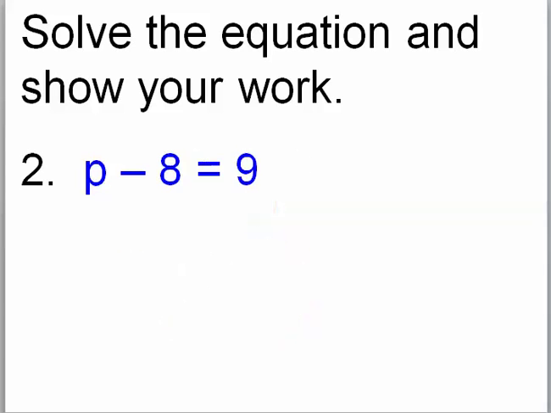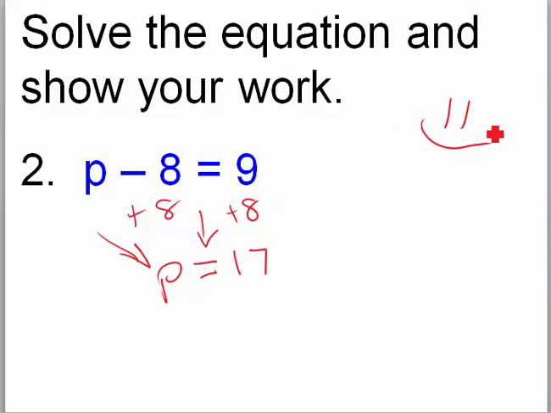Alright. Try this one. Remember to do the opposite operation. I was subtracting. I have p. I want to get it by itself. I'm going to add 8 to both sides to get p by itself. Bring down that equal sign. Bring down the p. This is going to go to 0. 9 plus 8 is 17. If that's what you got, give yourself a big old smiley face.